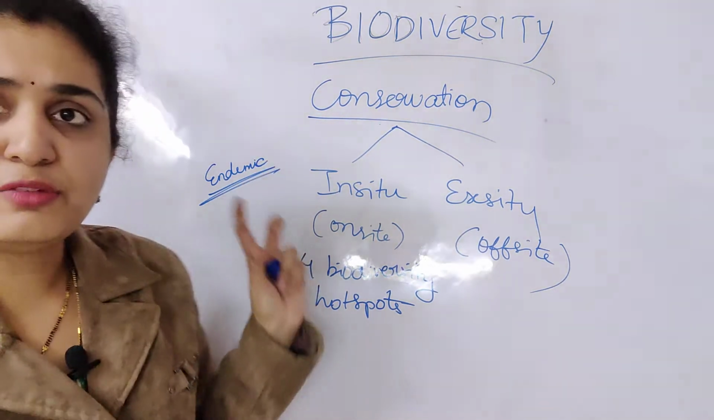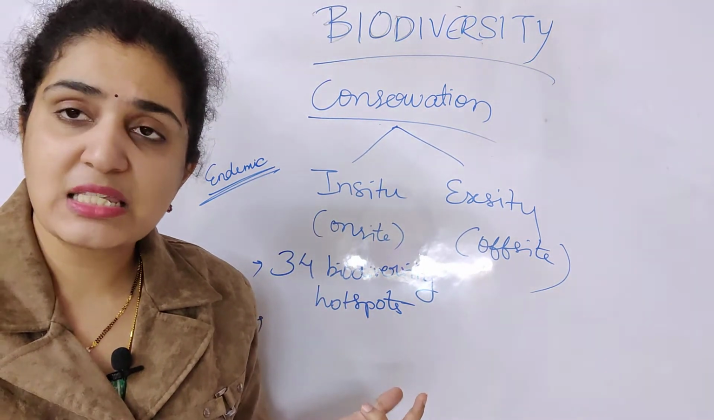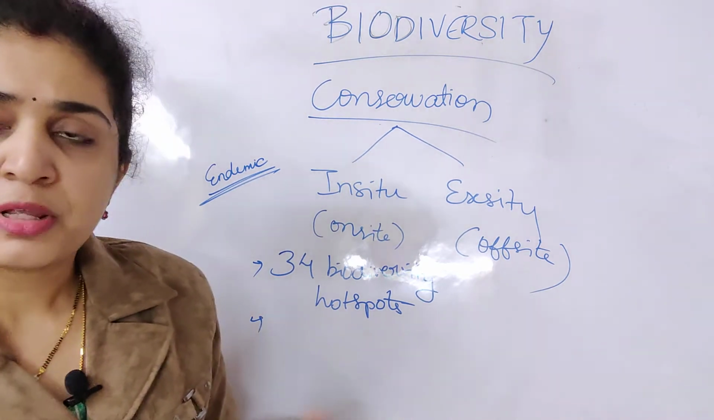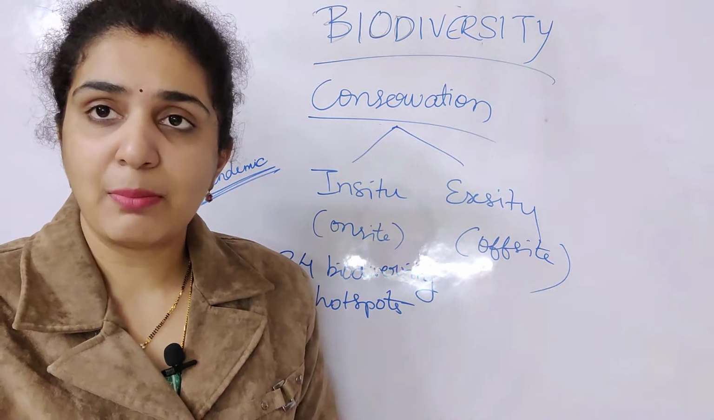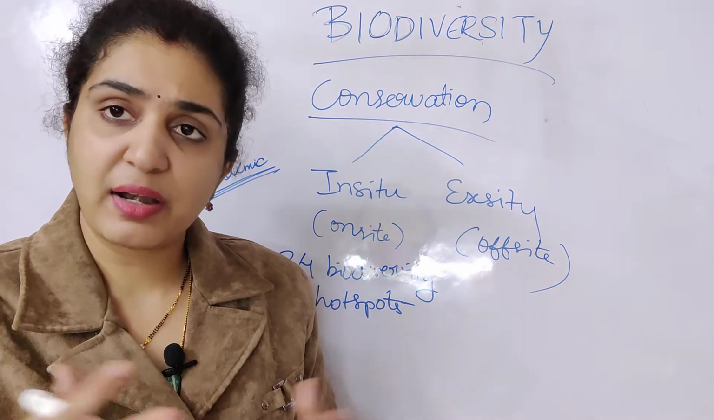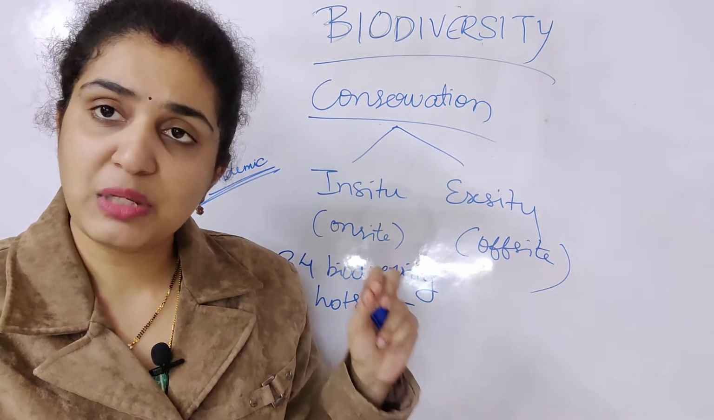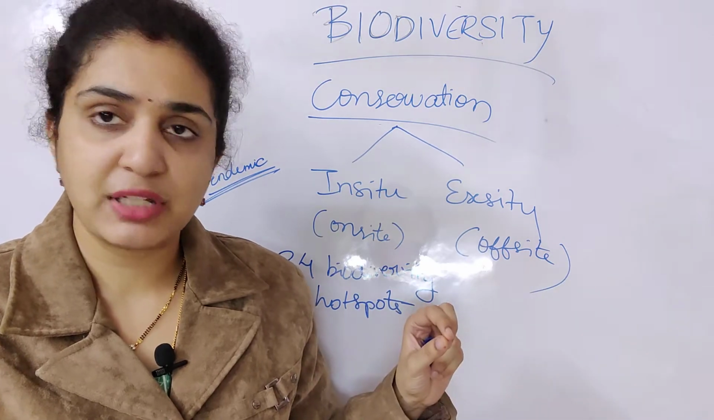If the species are confined to a specific area, they are endemic. Pandemic is different, endemic is different. Pandemic means, suppose you say corona is widely spread, that is a pandemic situation, one disease spreading rapidly to all areas. Endemic means species which are confined to a specific area.